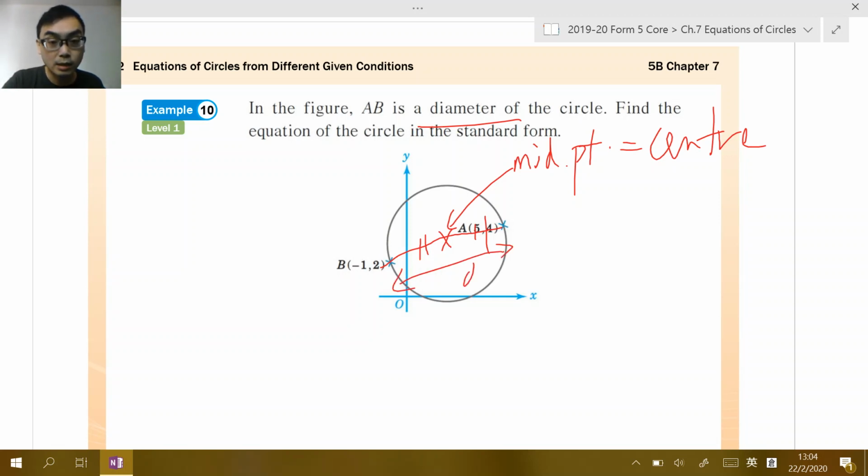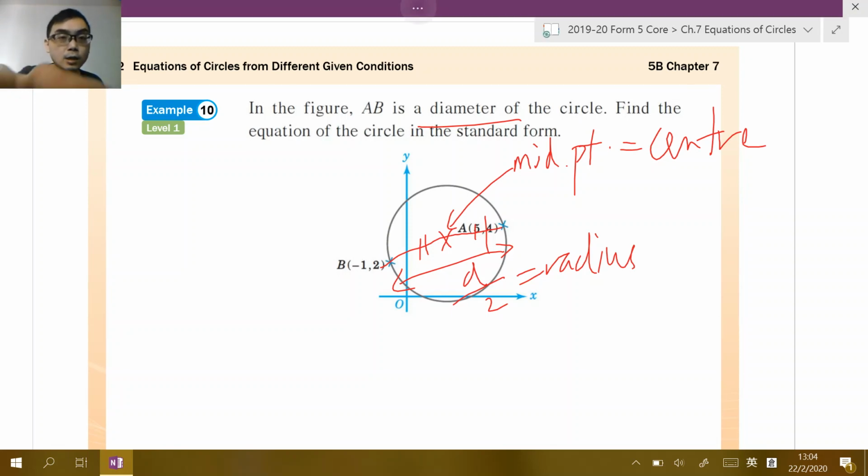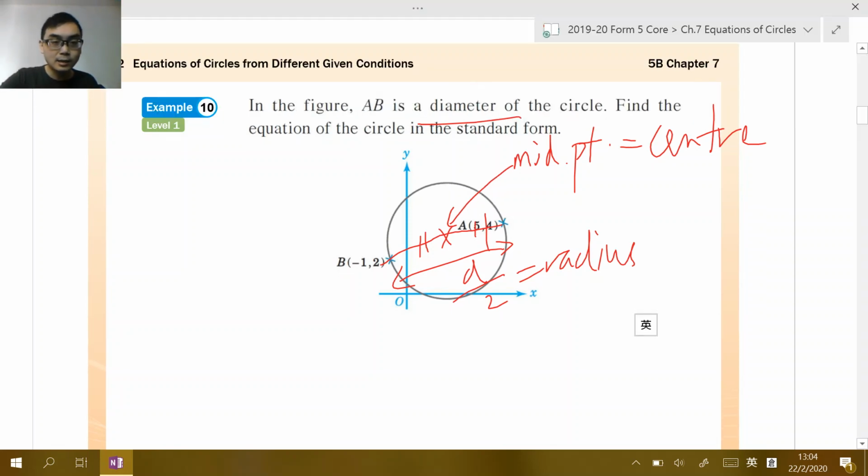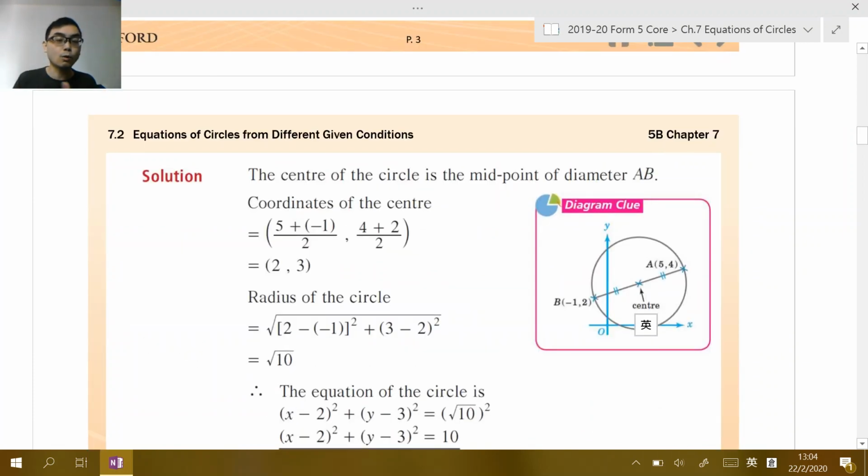So when we say diameter over 2, it should be the radius. That means you can also know how long the radius is, because you can just find the length of the diameter and divide by 2 to get the answer. So when you present things here, what you need to do is just show what you know.